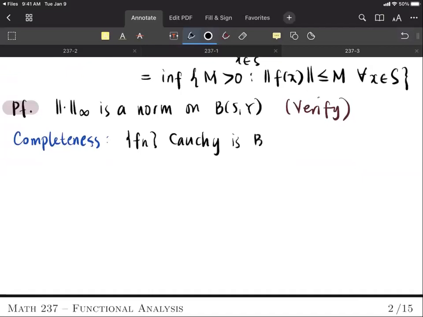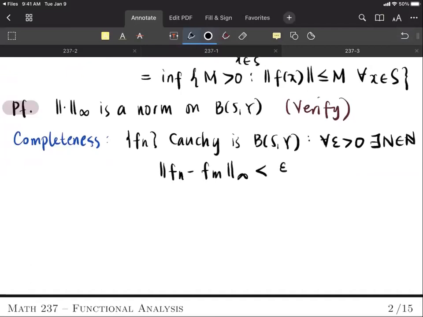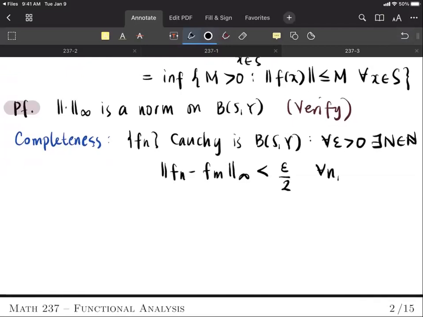Okay, in the space B(S,Y), we have a Cauchy sequence of bounded functions. This means that for every epsilon greater than 0, there is a natural number N that can depend on epsilon, such that the distance between two terms of the sequence is less than epsilon, but here I take half of it, epsilon over 2, which is still positive, as long as the indices are greater than or equal to N.